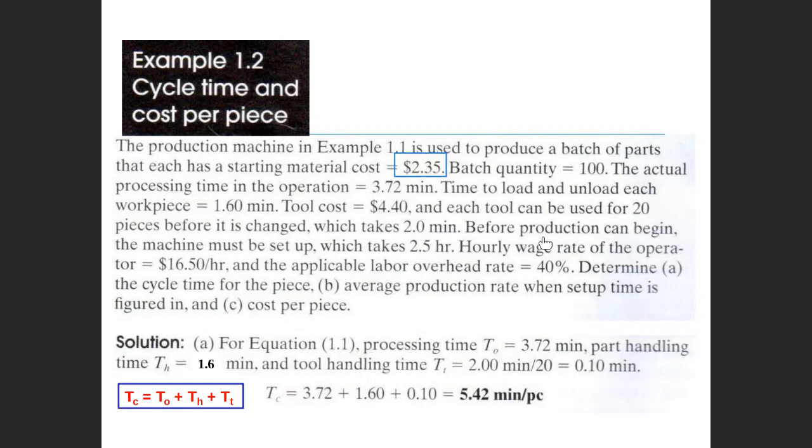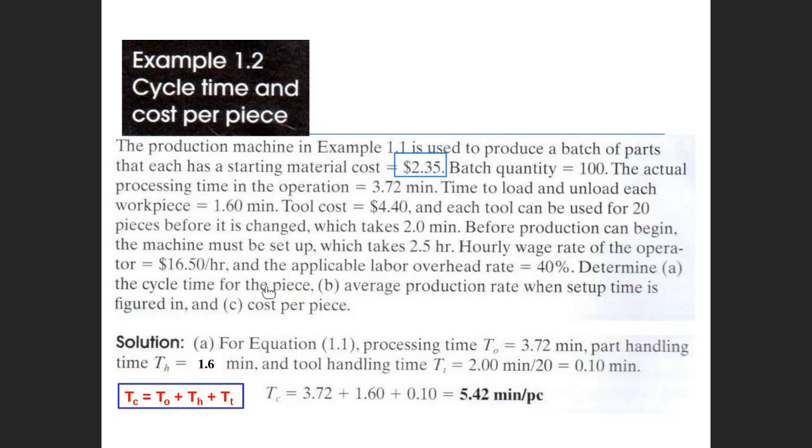Right. Before production can begin, the machine must be set up. It takes 2.5 hours. This is the setup time. The setup time is 2.5 hours. Setup time, you know that it is in hours. You can change it to minutes. Also, the hourly wage rate for the operator, this is the hourly salary for the operator, is $16.5 per hour, and the applicable labor overhead rate is 40%.